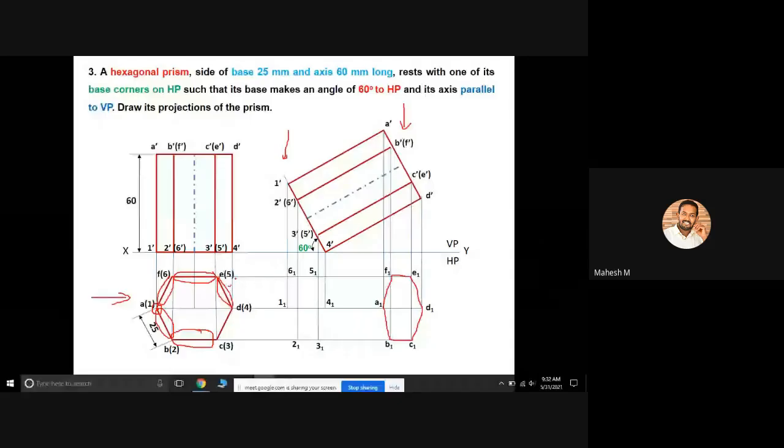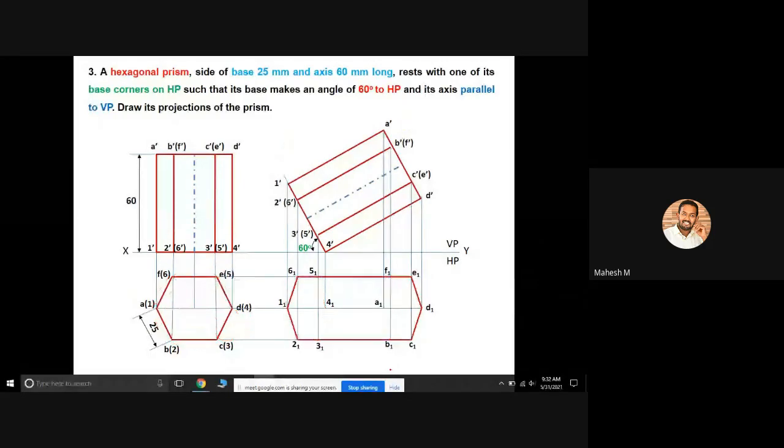You can't see this edge and the next edge. So you have to draw a dotted line only for 3 and 4, and you have to draw a dotted line for 4 and 5. So the remaining points can be joined with the thick lines. It is clear. So what is our next procedure?